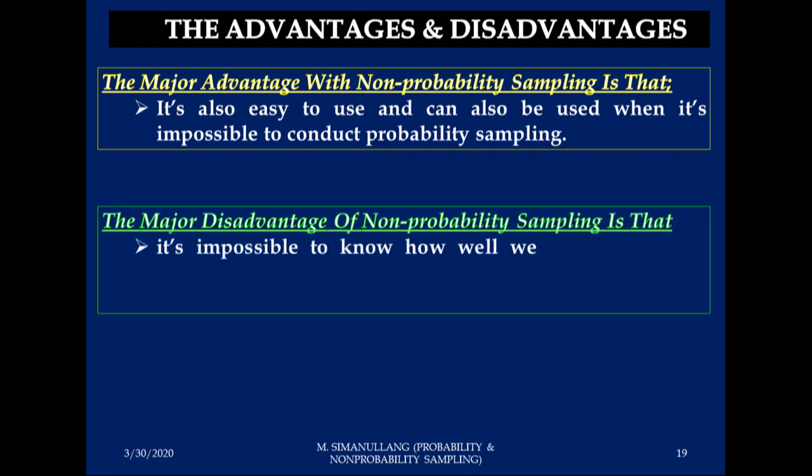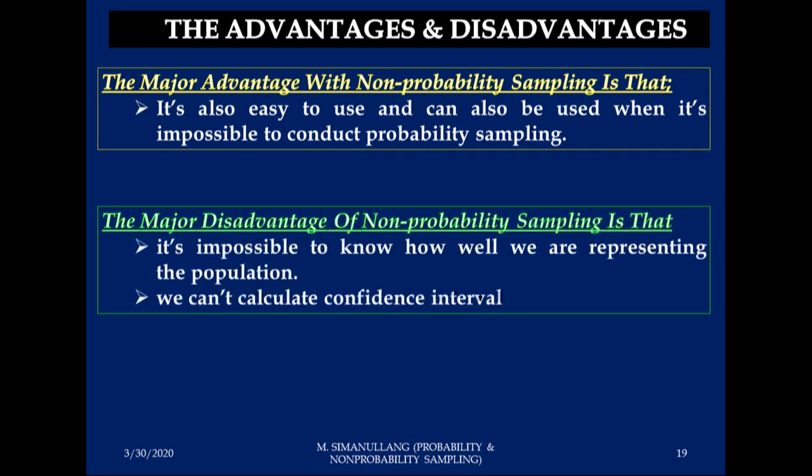And the major disadvantages of this sampling: number one, it is impossible to know how well we are representing the population. Yes, of course, because in this case, normally, the number of the population is unidentified by the researcher first. Therefore, it is impossible to know how well we are representing the population. And the second, we can't calculate confidence interval and margin of error.